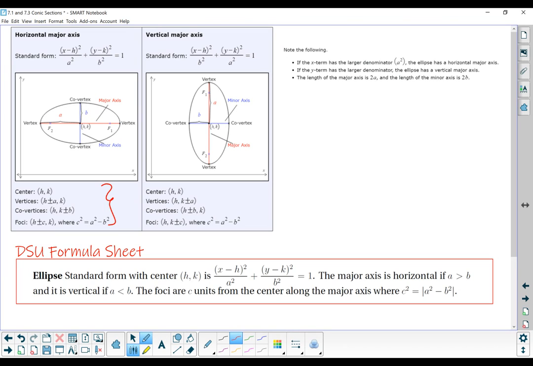So it gives you the standard form of an ellipse on your formula sheet. It tells you that the major axis is horizontal or vertical, depending on which of these numbers is larger. And then it tells you about the foci. So this is what we're going to use. The foci are c units away from the center along the major axis, where c squared is equal to the absolute value of a squared minus b squared. It has absolute value here because whether b is greater than a or a is greater than b, you just want to find the distance between the 2 squares.